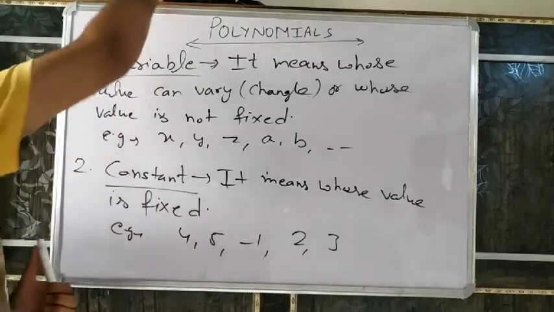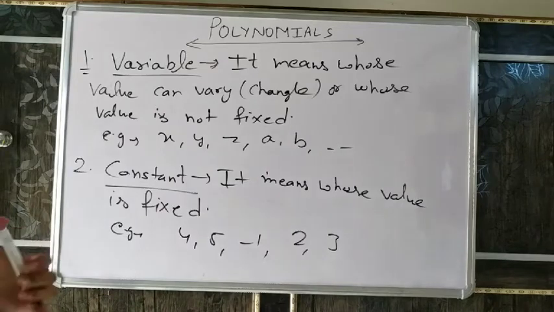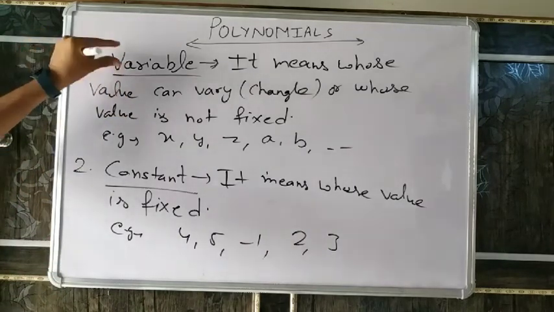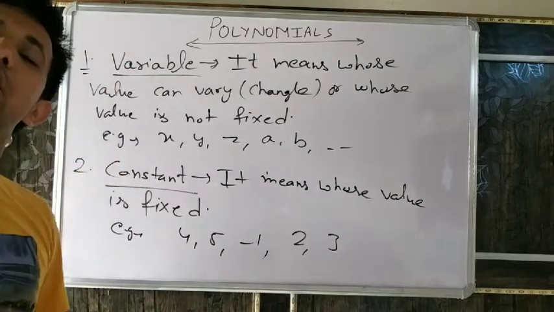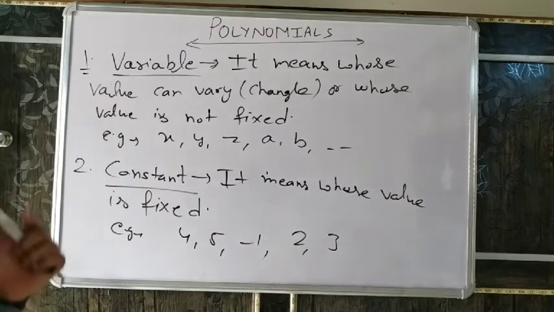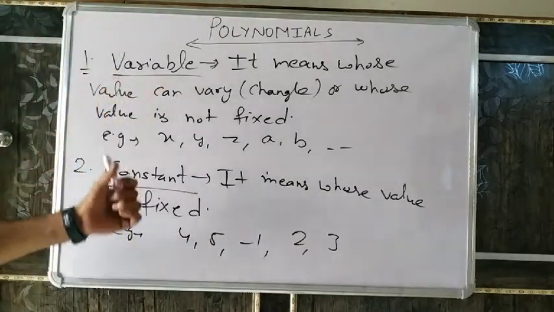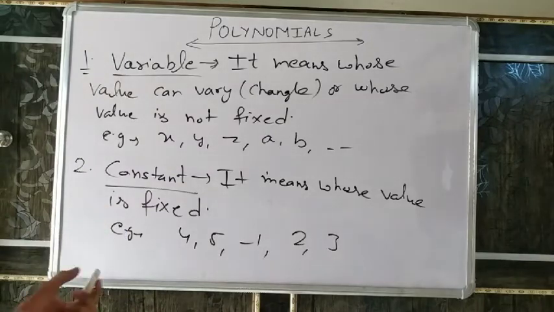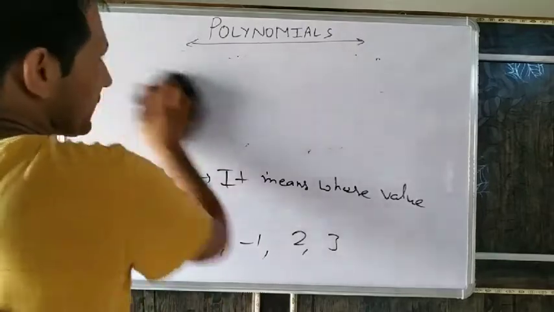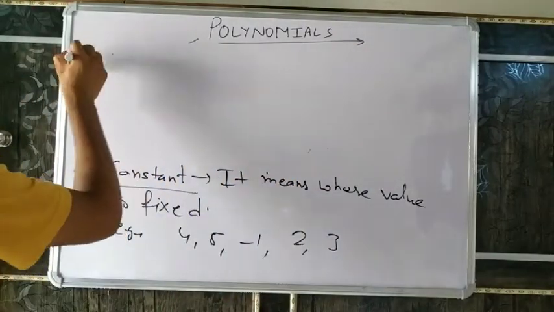And this one we already discussed in 7th class. After this, if we add a combination of variable and constant, what do we call it? Algebraic expression. Algebraic expression is a combination of variable and constant. Understand? So now we will discuss what is algebraic expression.